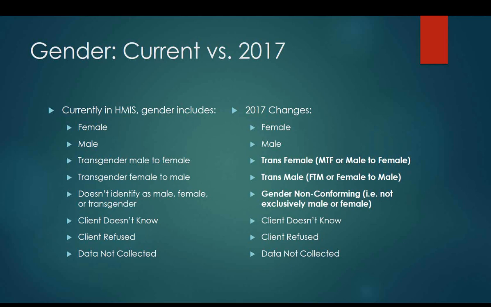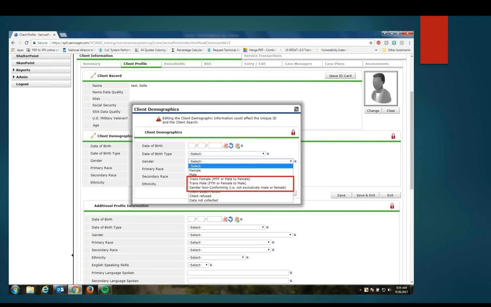Those options are now trans female, MTF, or male to female, trans male, FTM, or female to male, and gender non-conforming, i.e. not exclusively male or female. Those were just updated to abide by other federal programs that are using that language. And that's how it'll look on your screen now. When you choose gender, those are going to be your new options.